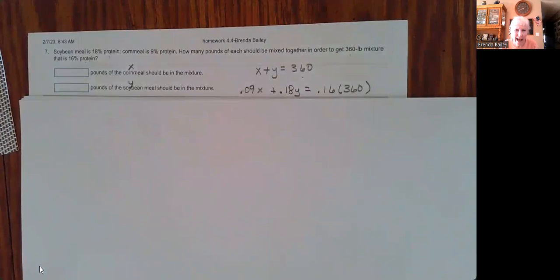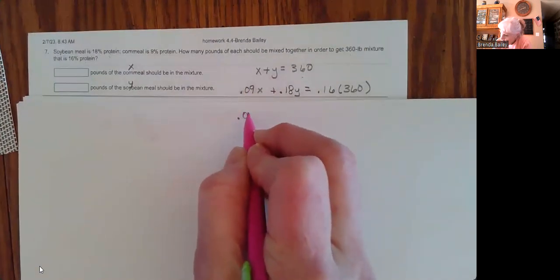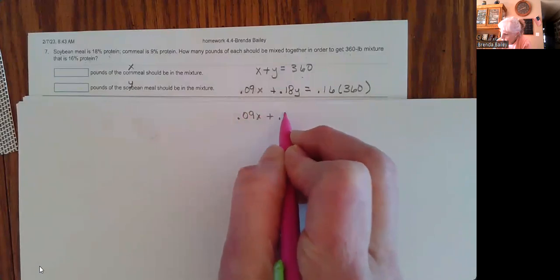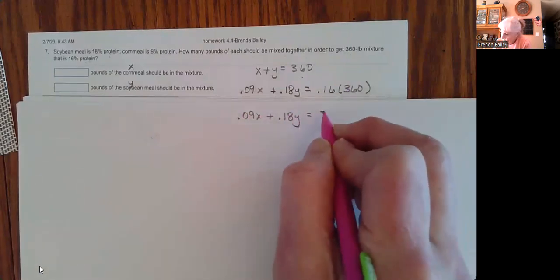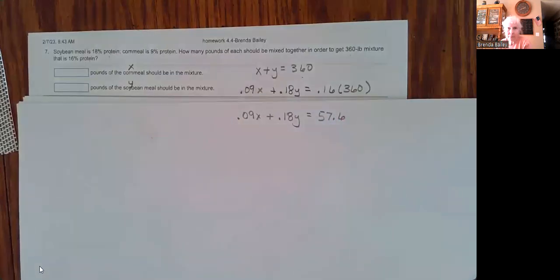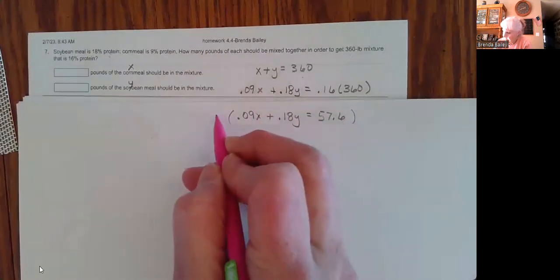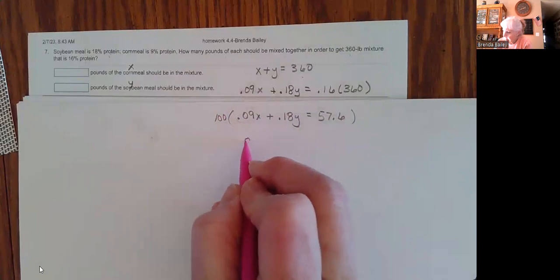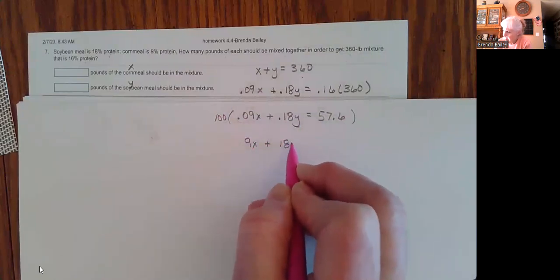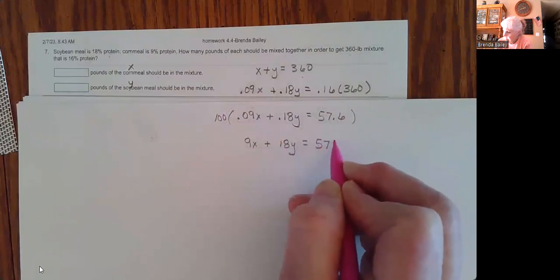So then we multiply that out and see what we want to do as far as getting rid of the decimals. Let's go ahead and take 0.16 times 360, 57.6. So we've got 0.09x plus 0.18y equals 57.6. I'm going to go ahead and move the decimal over twice. I'm going to multiply everything by 100. So we end up with 9x plus 18y equals 5760.